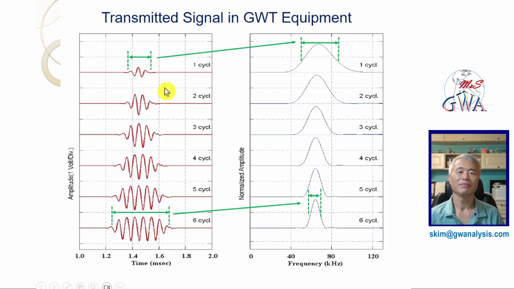This shows a transmitted signal over 1 to 6 cycles and its frequency spectrum. The 1 cycle RF signal has a narrow time width so that it is a broadband with a wide frequency width. The 6 cycle RF signal has a wide time width and a narrow frequency band. In guided wave testing, we need to use 1 cycle for having high spatial resolution because the narrow time width has a narrow signal width.